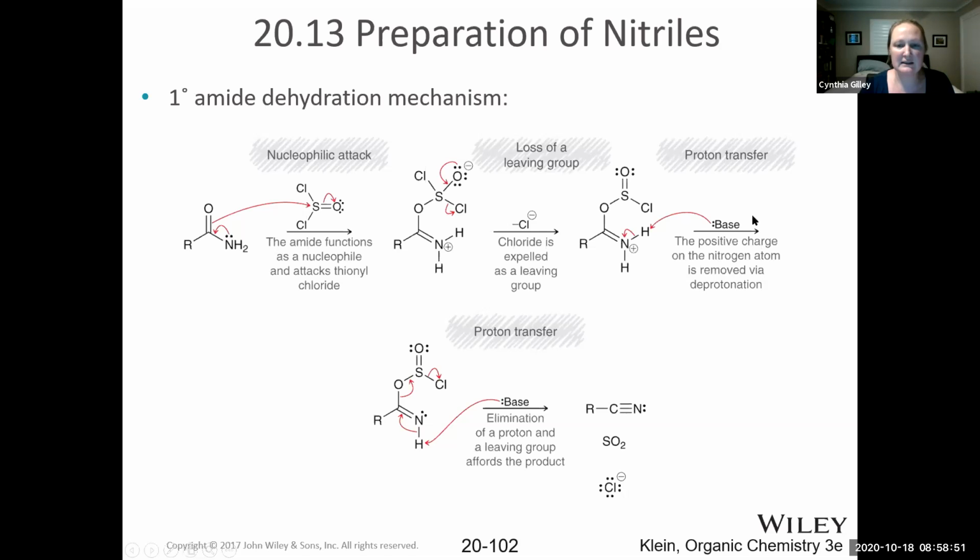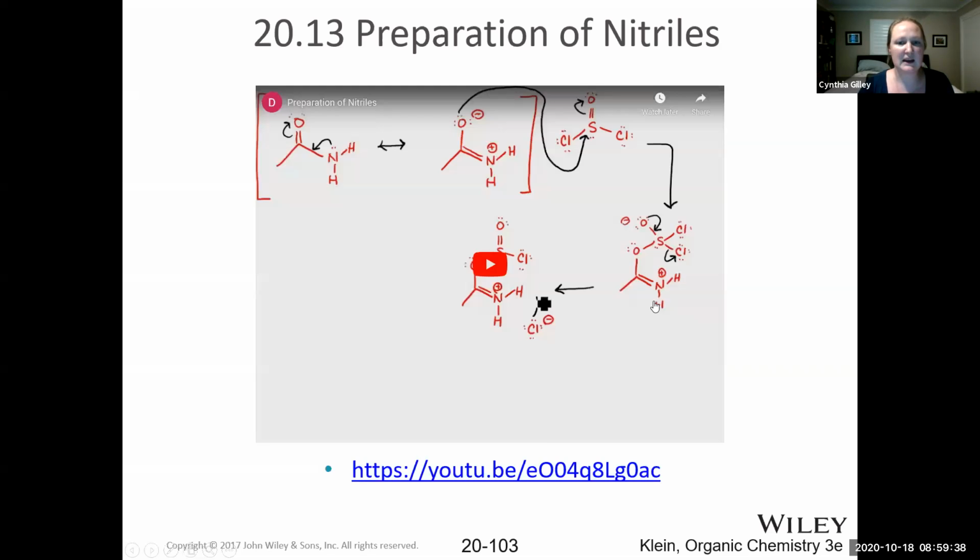Usually a base like pyridine is incorporated into this reaction, and if it was there, it would act as a base to deprotonate the nitrogen. If you don't have any pyridine there, then chloride can act as the base to deprotonate this nitrogen, since you just kicked it out, but that generates HCl in solution, which might be avoided by introducing a base like pyridine to the reaction mixture. We can then use a second equivalent of base to deprotonate the nitrogen again, generating a triple bond between this carbon and nitrogen and kicking out SO2 and chloride. If you want to see this mechanism drawn out more slowly, check out this YouTube video.